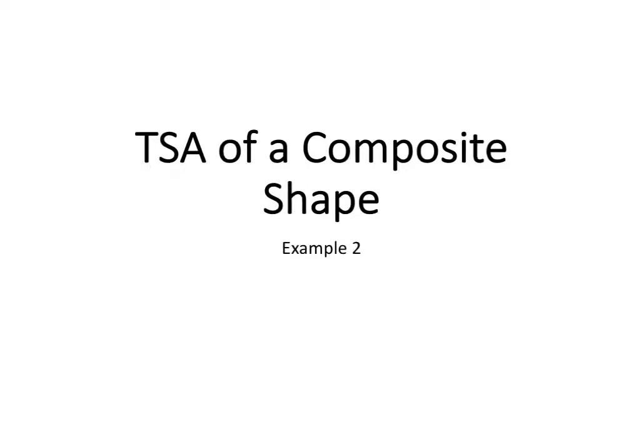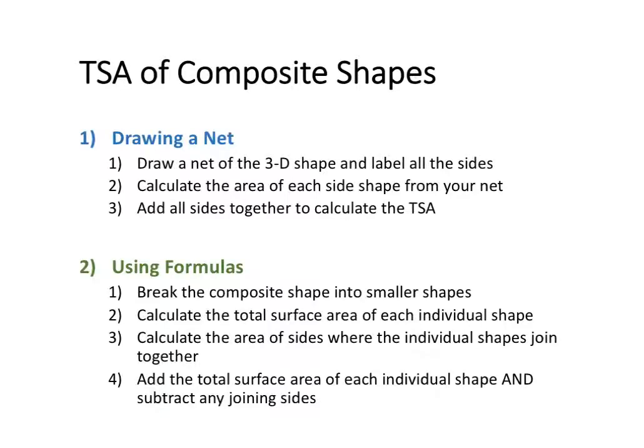In this video, we're going to have a look at how to find the total surface area of a composite 3D shape. When you're finding the total surface area of a composite shape, there are two different methods you could use. The first one is drawing a net, which consists of the individual sides that are present within the composite shape, calculating the area of each of those shapes that make up the composite shape, and then adding all of those shapes together to find the total surface area.